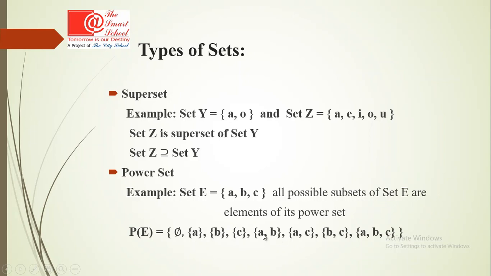and then another set which has A and B as elements, and one more which has A and C as elements, and one more which has B and C, and another set which has A, B and C, like all the elements which set E has. So all these are subsets of set E, and this is the power set of set E.